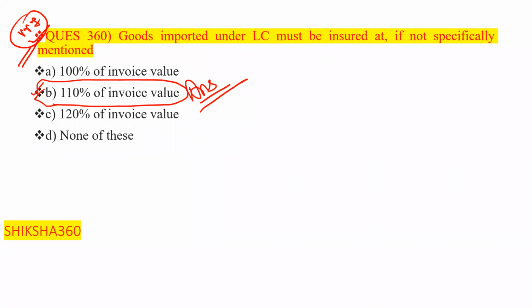I hope it is clear to all of you regarding all these LCs. I request all of you, please go through the types of the LC. That is very, very important from the examination point of view. Also what is a confirming bank, what is an advising bank, what is a reimbursing bank. All these definitions are very important under this chapter.